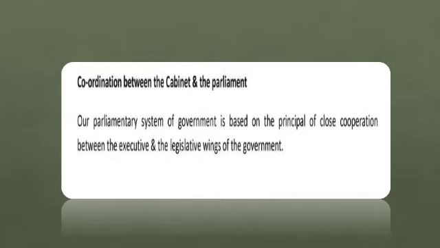Coordination between the cabinet and the Parliament. Our parliamentary system of government is based on the principle of close cooperation between the executive and the legislative wings of the government, and the cabinet acts as a coordinator between the various departments.